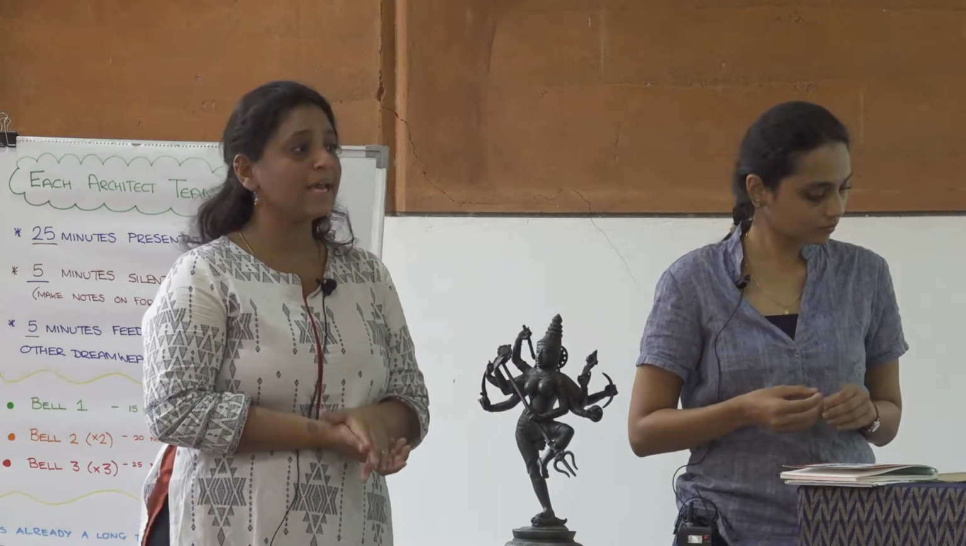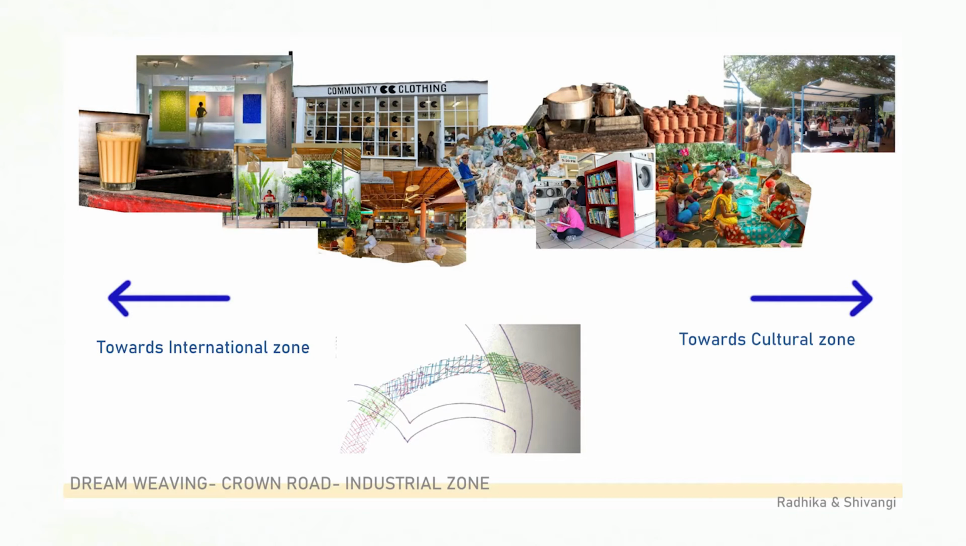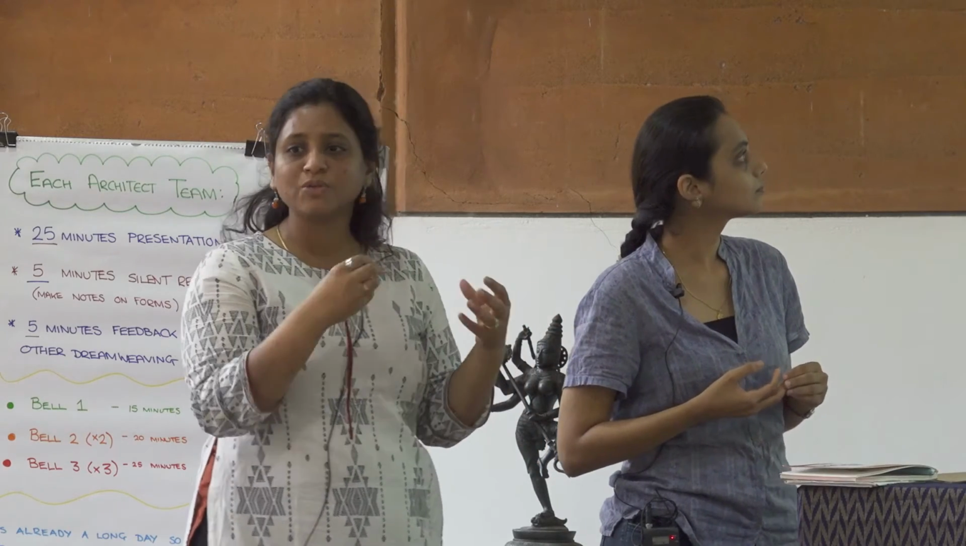look at the zone by itself, it's also important to see how it connects with the zones on the other sides. And it was interesting to see how many other dream weaving architects resonated with it when we presented it last time, of how the zones could actually start merging in some way. So this is a little diagram down there which shows that there are different activities happening in the industrial zone, but there are also some spillover of some activities from the cultural zone and from the international zone that is happening onto the crown. So it really shows the coming together of the crown for the different zones.